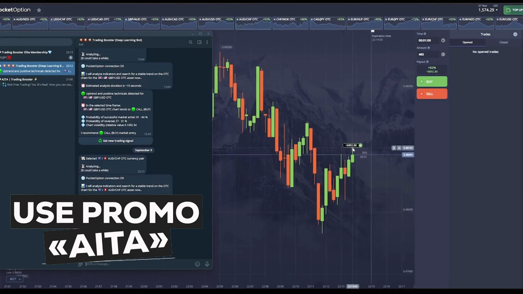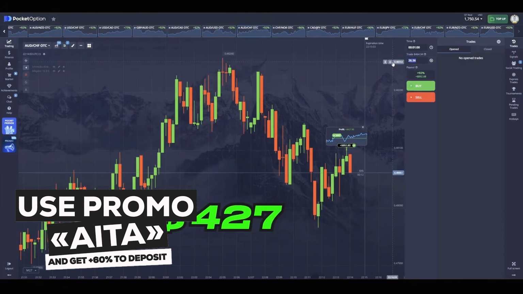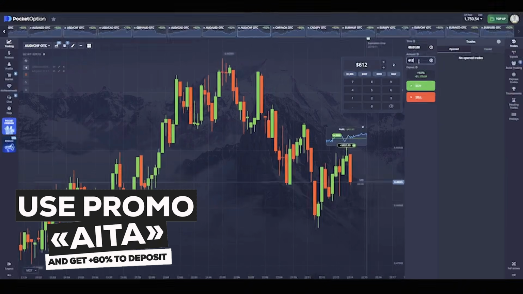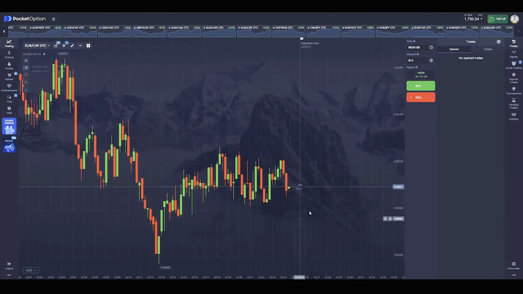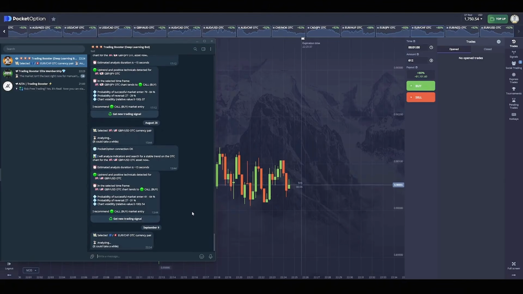And as you can see, the second trade with the bot closes with a profit of $427, and that's already 35%, which is $612. That's exactly the amount I'll use to open the next trade. For the next currency pair, I choose the euro, Swiss franc. Here, there's a fairly safe sideways movement, so I select this currency pair in the booster bot and set the trade duration to 1 minute.